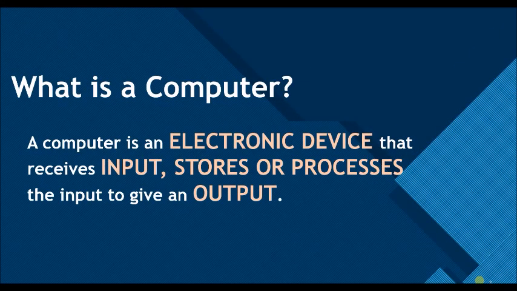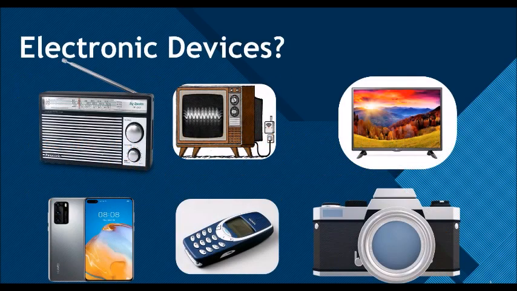This is some basic definition about computers, and we think everybody should know it if you really want to know how to use the computer. A computer is an electronic device that receives input, stores or processes this input to give an output. With this definition, we have four key words: the electronic device, input, stores or process, and then output. So we want to understand what electronic devices are.